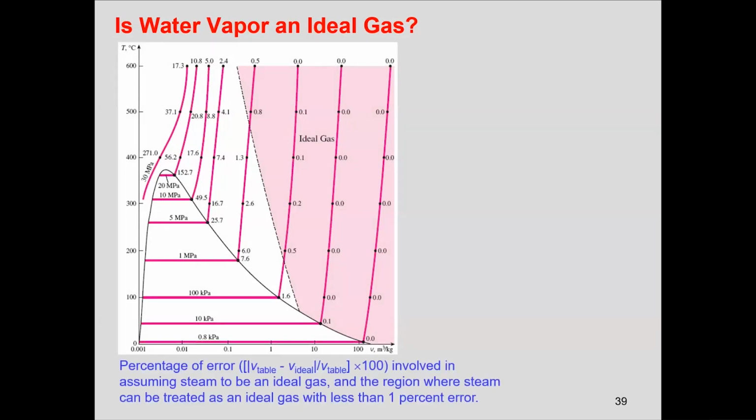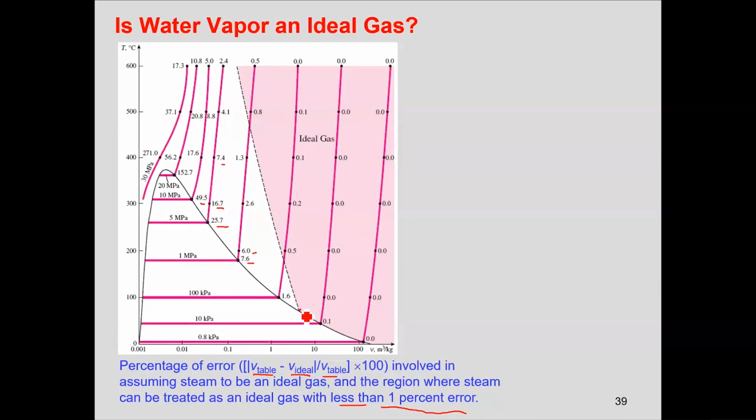So you see the numbers written over here. The number indicates the error in the values. That means the difference in water as calculated from the table or as calculated from the ideal gas relationship with the 6, 25.7, 16.7, 49.5, 7.4. It indicates that as long as your error is less than 1%, you can assume water vapors or superheated vapors to be behaving as ideal gas.